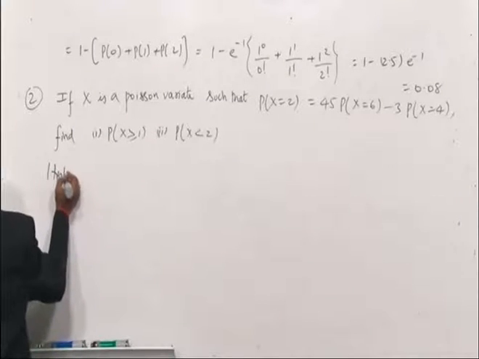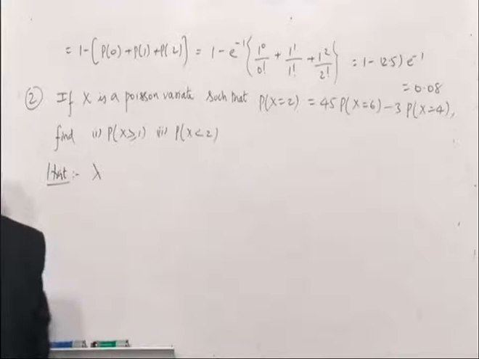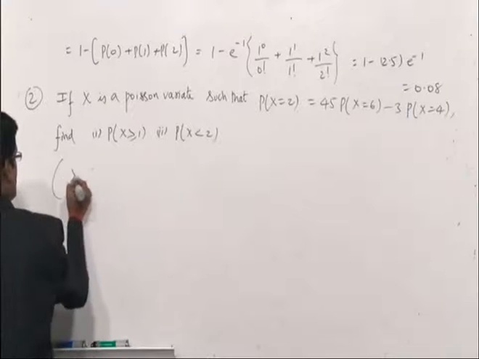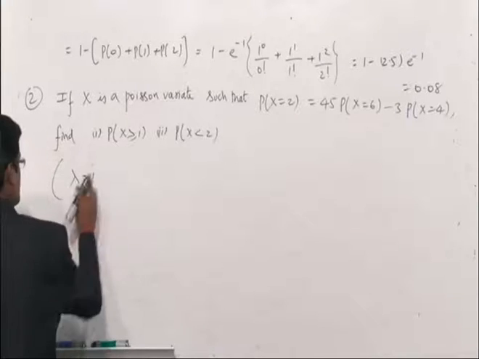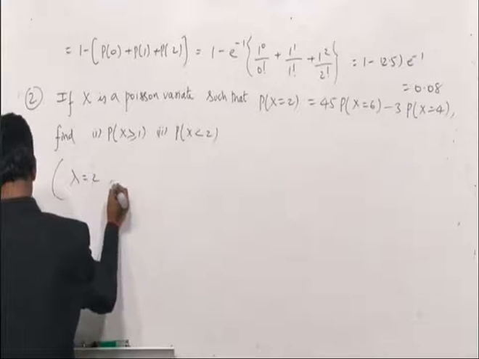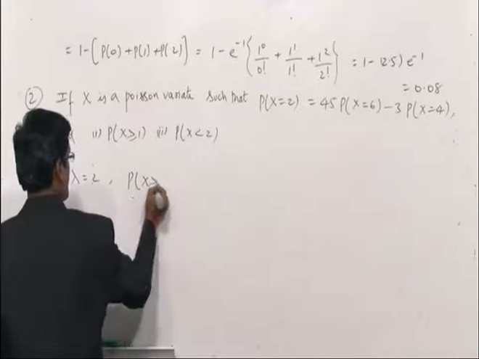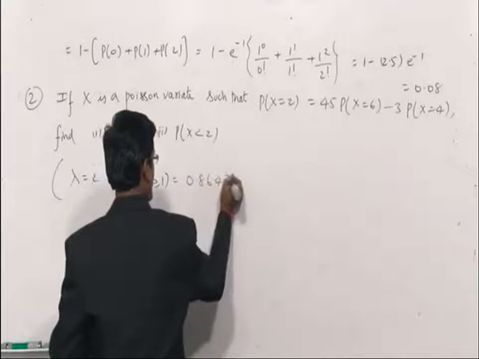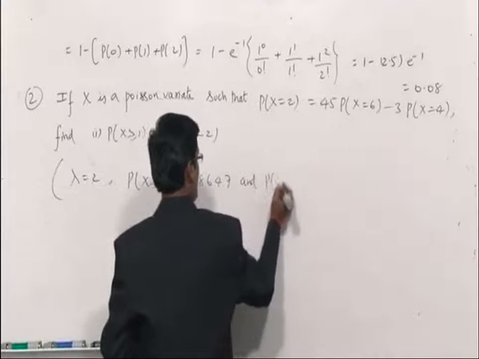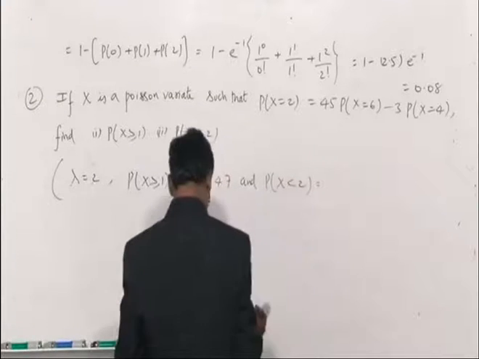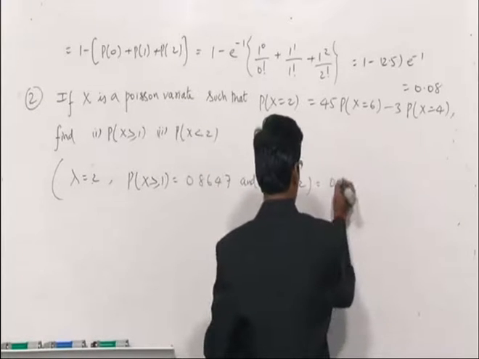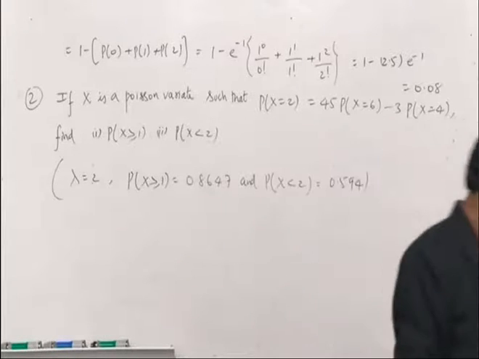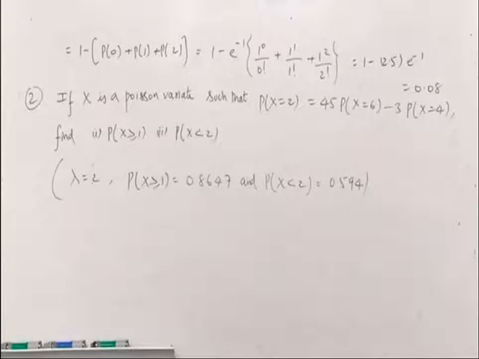Hint: the lambda value will be 2. P of x greater than or equal to 1, the answer is 0.8647, and P of x less than 2 is 0.594, after using P of x equal to x with the Poisson PDF.